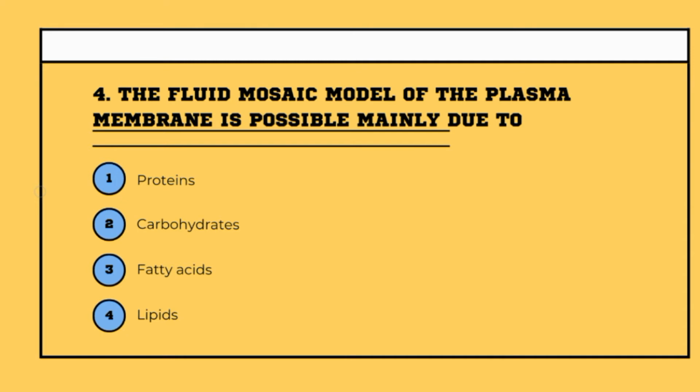When we talk about the fluid mosaic model, we are seeing phospholipid bilayers. These double-layered lipids, that's where the transmembrane proteins are actually embedded. So, phospholipids are the main components, followed by proteins and also cholesterol. So the answer to this question here is number 4. Lipids are the main components of the plasma membrane in the fluid mosaic model theory. Question number 5.